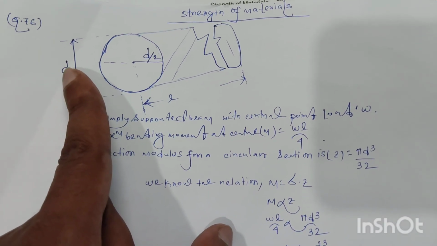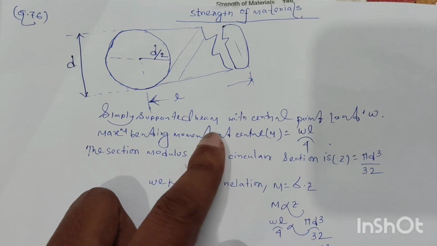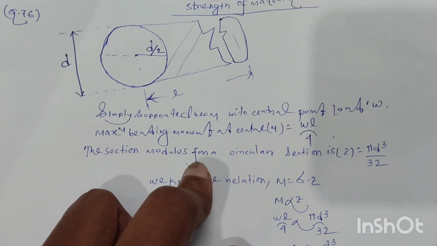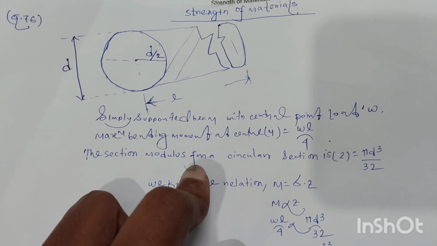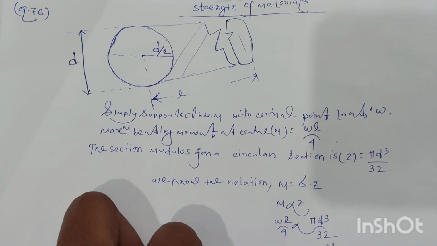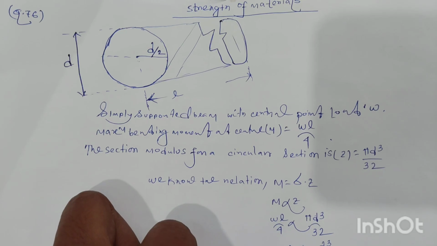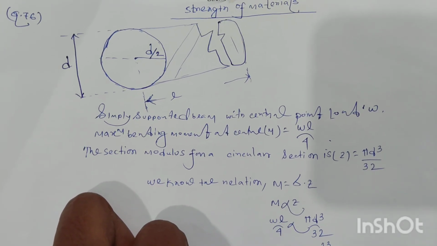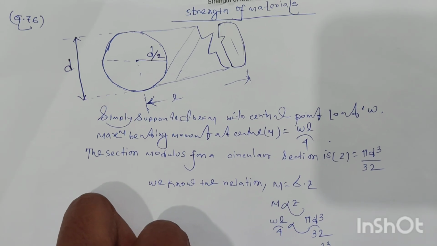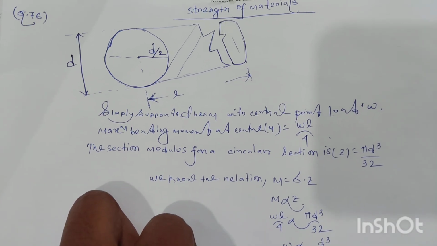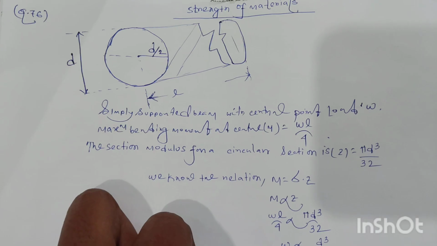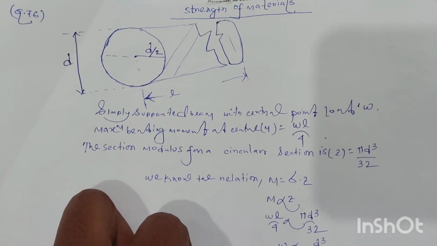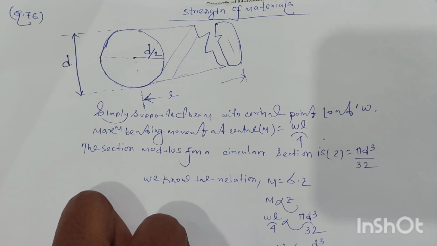Okay, so maximum bending moment at the center M will be WL by 4, and the section modulus for the circular section Z will be pi d cube by 32. Now we know the relation M equal to sigma into Z. Sigma is the bending stress, Z is the section modulus from the section, and M is the bending moment. M proportional to Z, and M is equal to WL by 4 proportional to Z, which means pi d cube by 32.